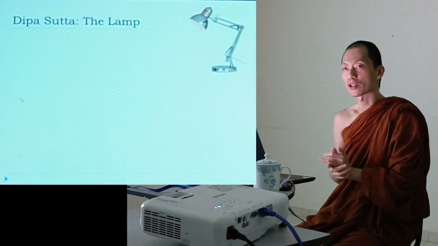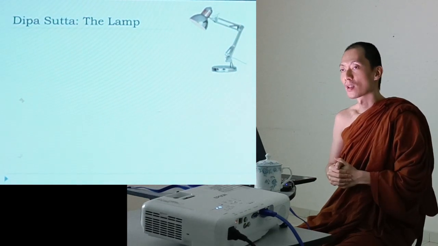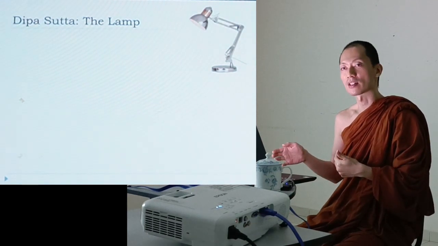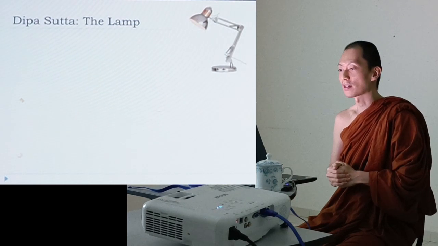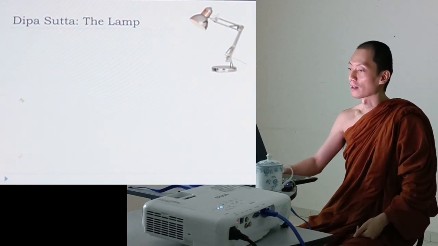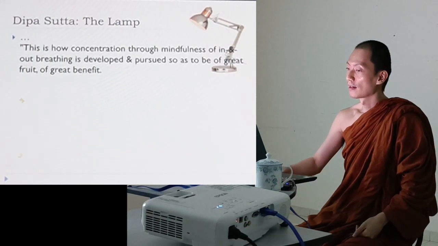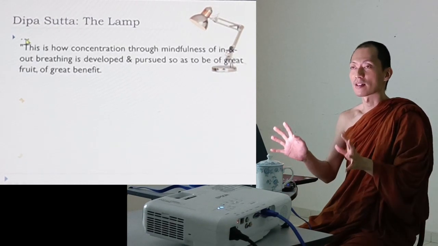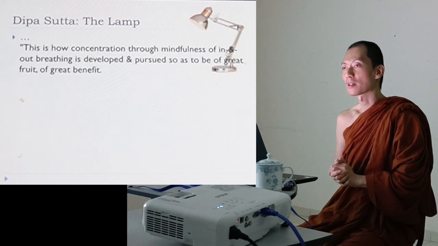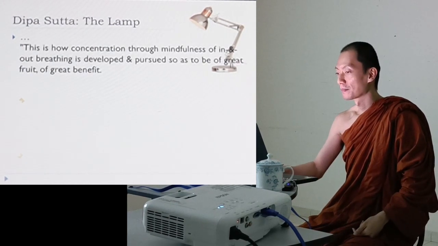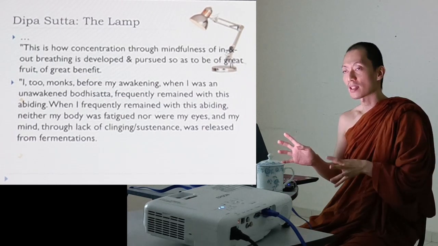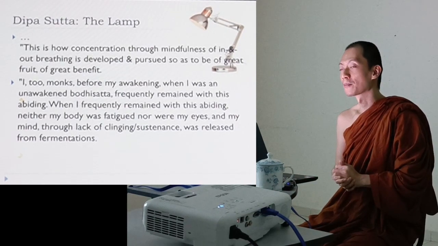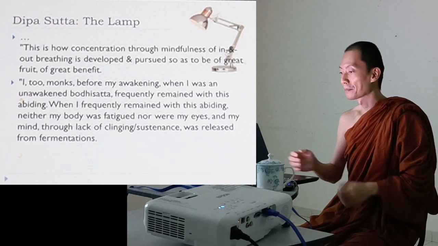So I'll talk about the next sutta, which talks about how breath meditation links to concentration, the different jhanic concentration. And this jhanic concentration is not the same as these 7 factors of enlightenment. So we talk about this Dipa Sutta, the lamp. Basically this Dipa Sutta talks about the same 16 steps, so I don't want to repeat. The Buddha himself talks about how he used breath meditation to enter the different levels of jhanas.